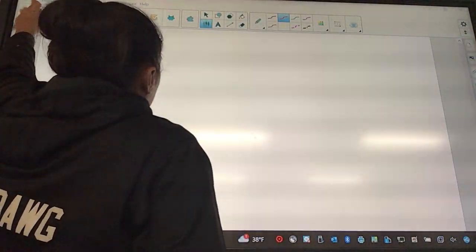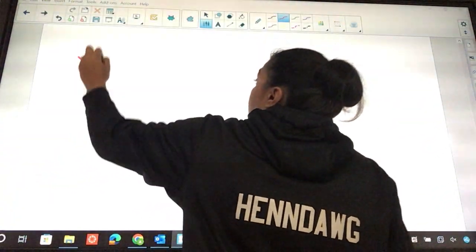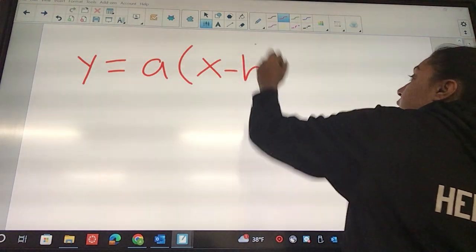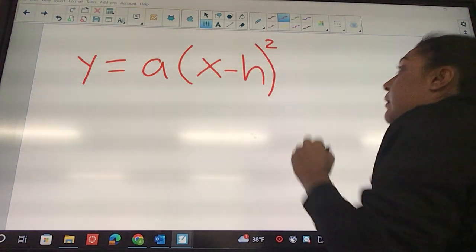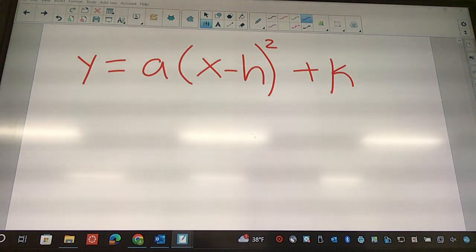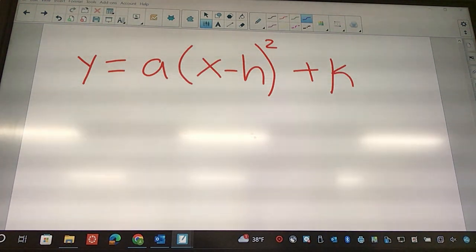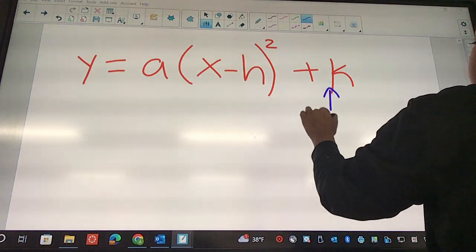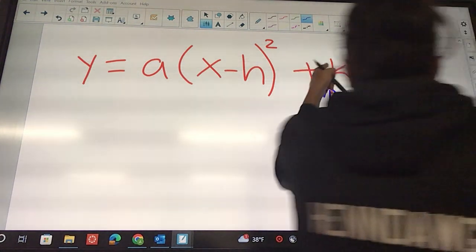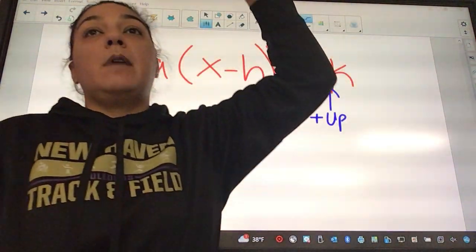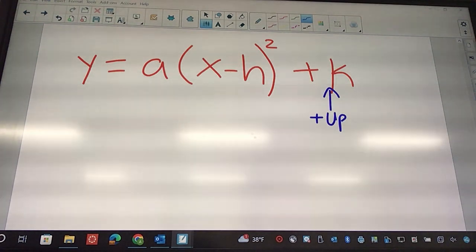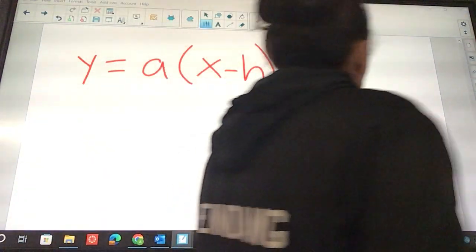This is the formula. It goes like this: y equals a(x minus h), remember I told you baby squared, plus k. The k, if it's a plus out here on the outside, it makes it go up. So if it was a plus 3, it's going to go up 3. Remember we started at 0, 0? That means you're going to go up 3. If it's a minus, which way do you think it goes? Down.